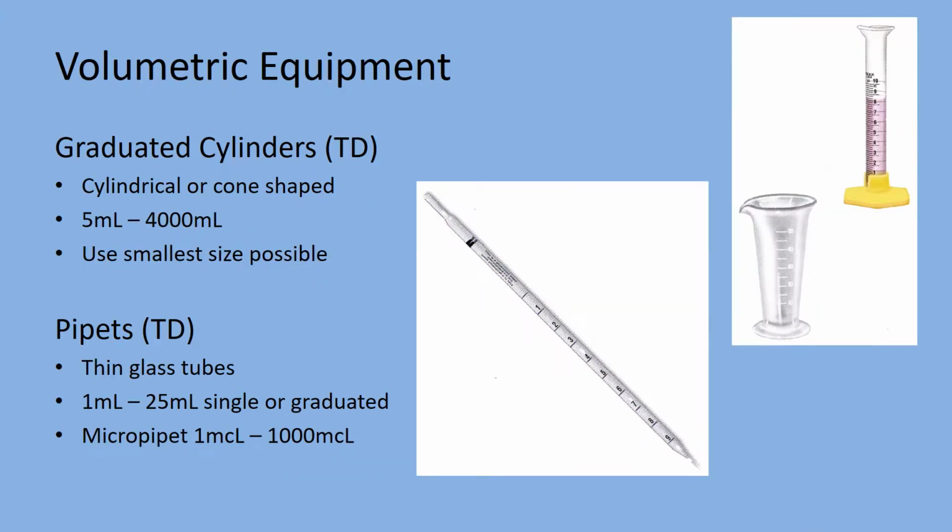Graduated cylinders are designed to deliver. So there's going to be a little bit left over. For this one, you're going to draw it up with a suction bulb. And then as you release the pressure, you'll measure: I delivered 1 mL, I delivered 2 mLs, I delivered 3 mLs.